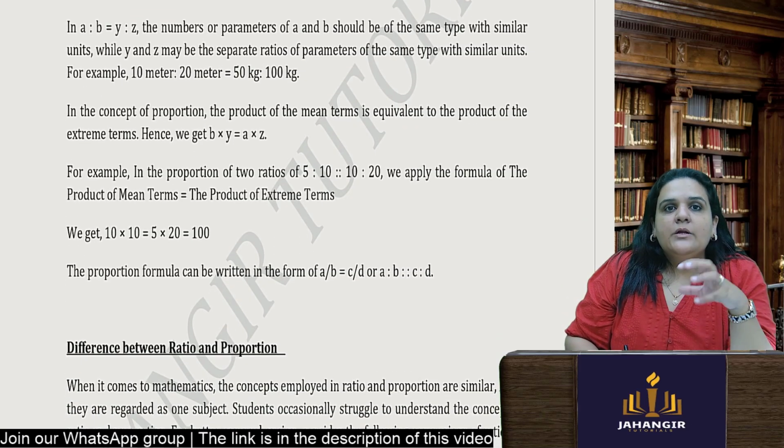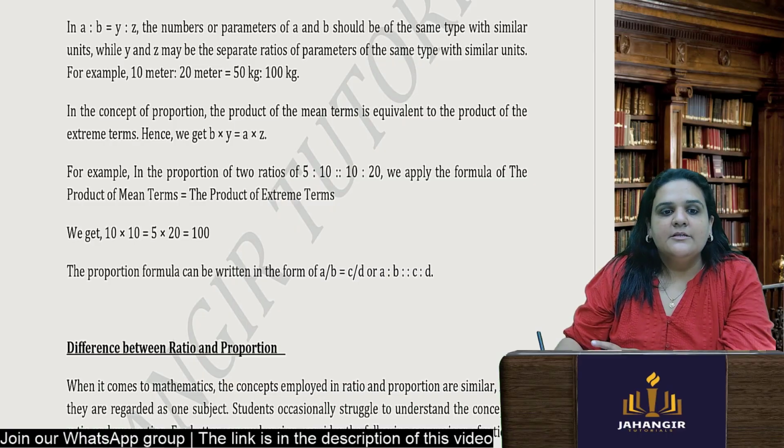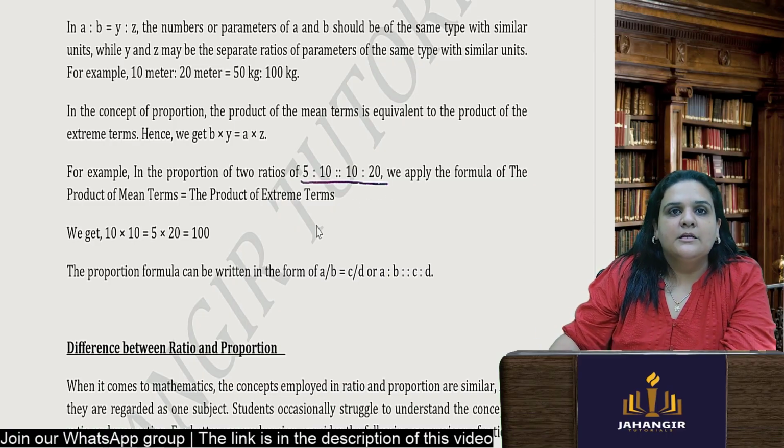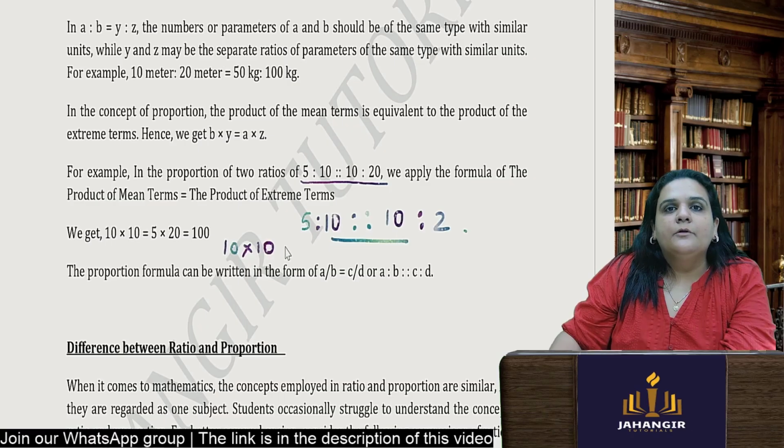So if I give you two ratios and ask you to find the answer, you will multiply the two means with the two extremes. If they have given you the proportion as 5:10 is equal to 10:20, simple, you will take 10 into 10, the mean terms, which is 100, and then the extremes, 5 into 20, which is also 100.